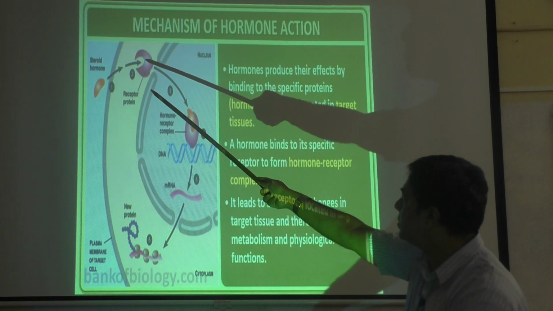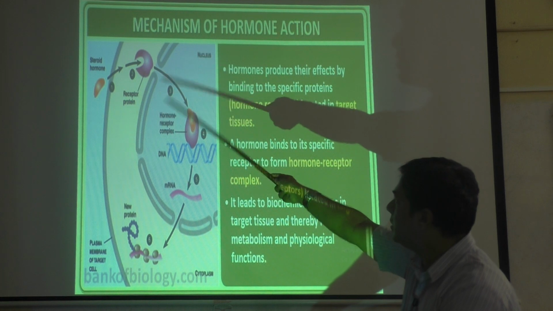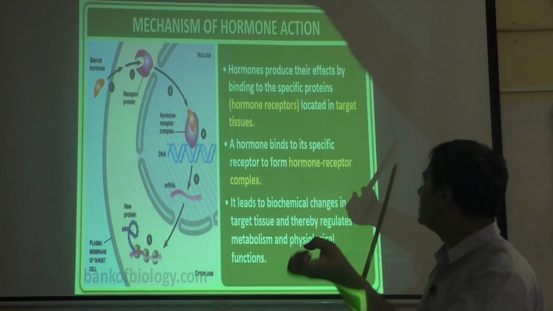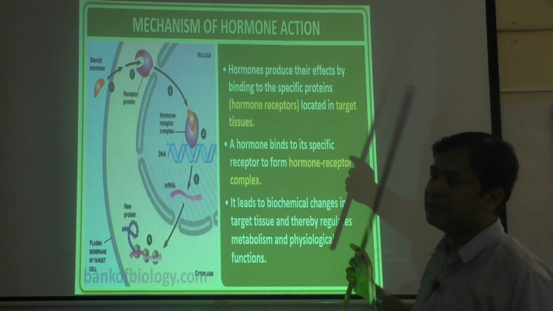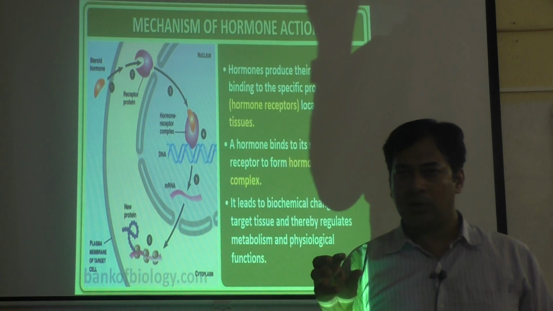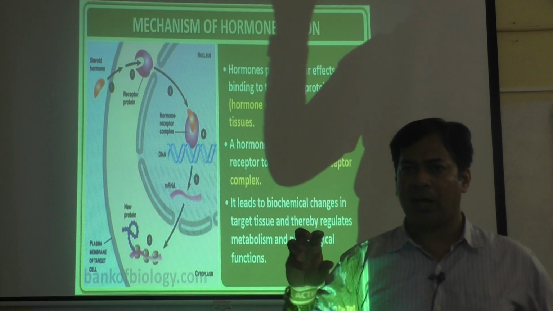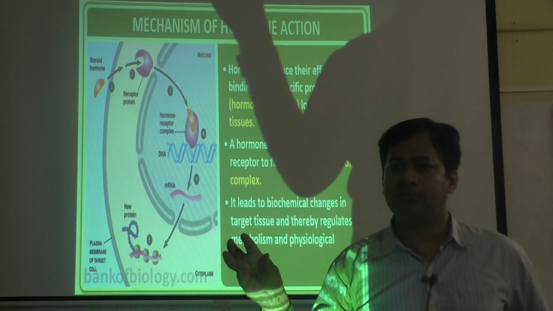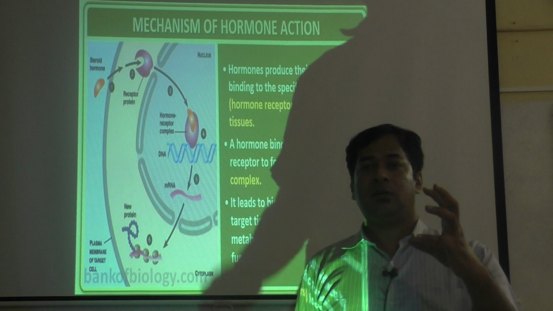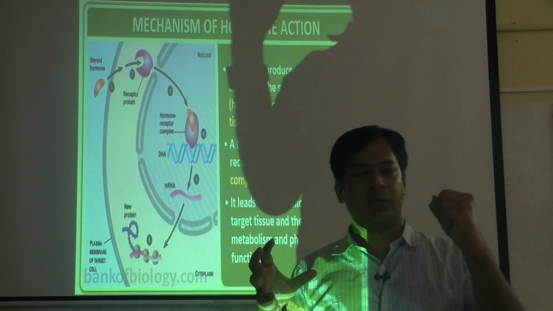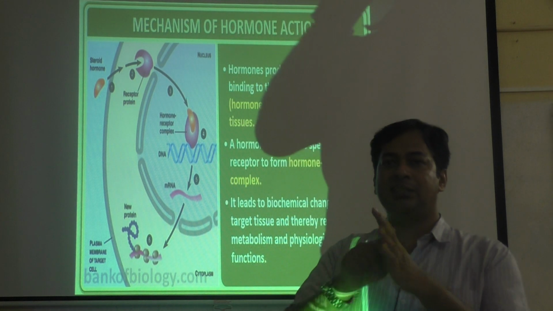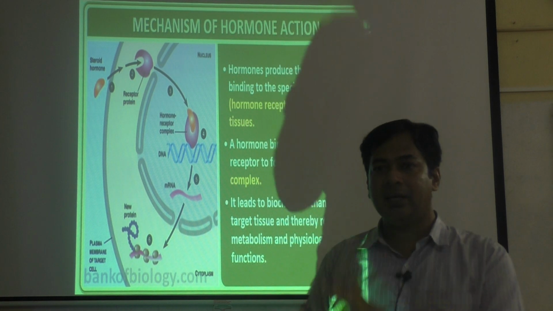So when a hormone comes near the cell, the special receptor will receive it, located in the target tissues. Target tissue means one type of hormone acts only on one type of tissue or organ, because whatever hormone is there, according to its shape, the opposite shape will be there on the receptors. This is the same as enzyme and substrate, lock and key.